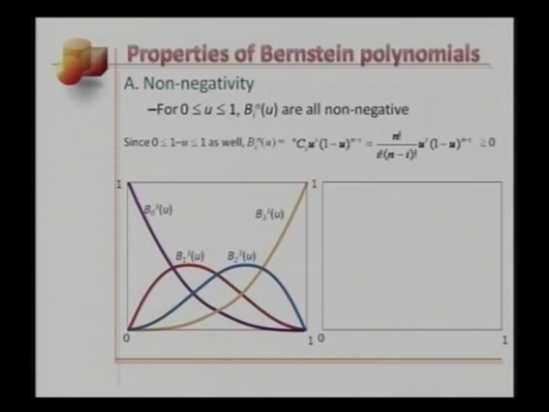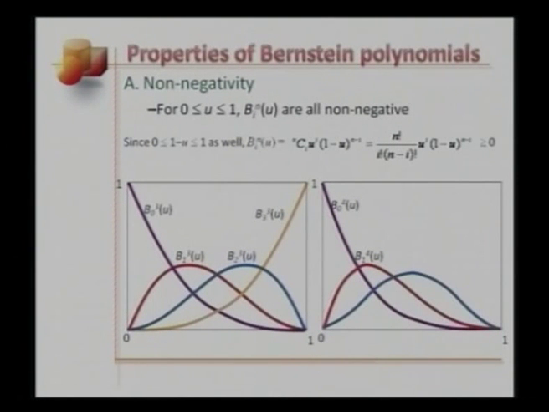Another example of degree 4 Bernstein polynomials. This one is B sub 0 super 4. This one here is B sub 1 super 4. This is B sub 2 super 4. This one is B sub 3 super 4. And finally, this one is B sub 4 super 4. Once again, all of them are non-negative.